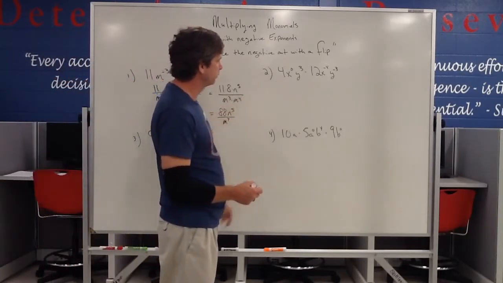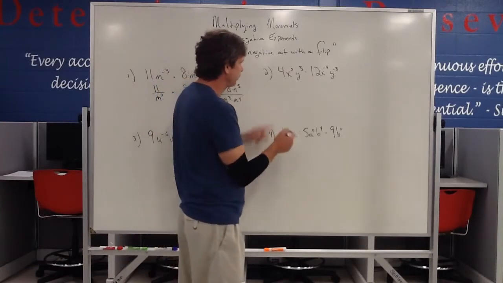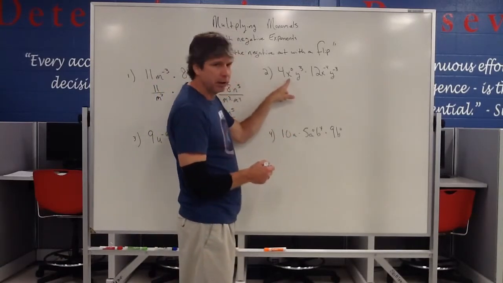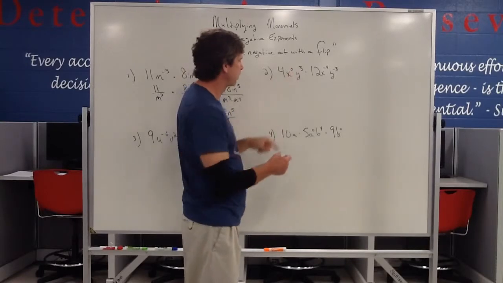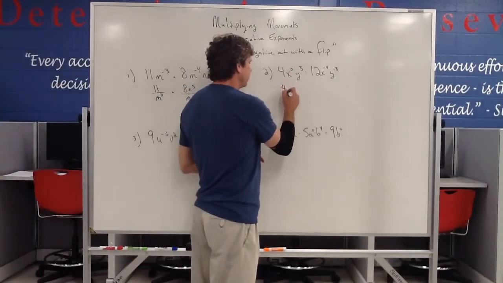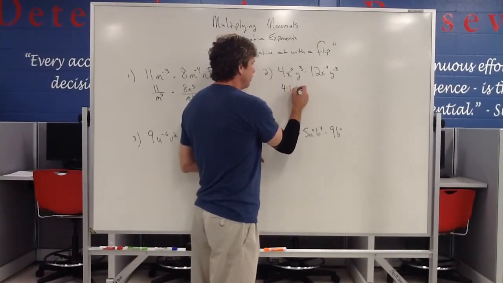This next example, not a whole lot to do on the first term, but we do remember that anything to the 0 power is 1. So I can change x to the 0 to 1. So this changes to 4 times 1 times y to the 3rd.